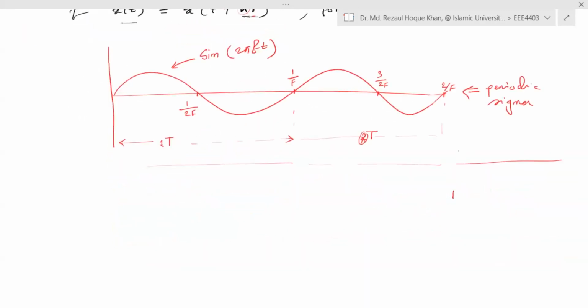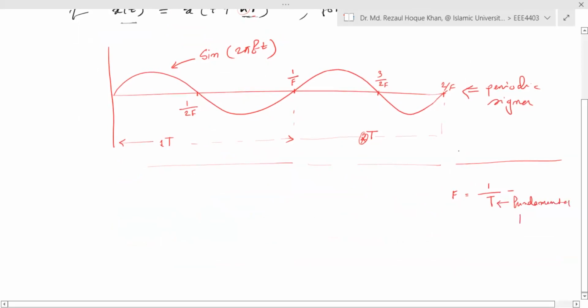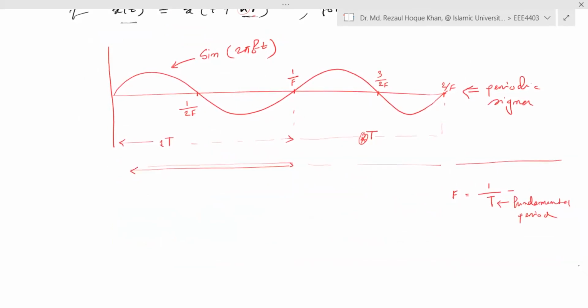Here f is 1/T, or T equals 1/f. This f is the fundamental frequency, and T is the fundamental period. So here this T, or this value, is the fundamental period.